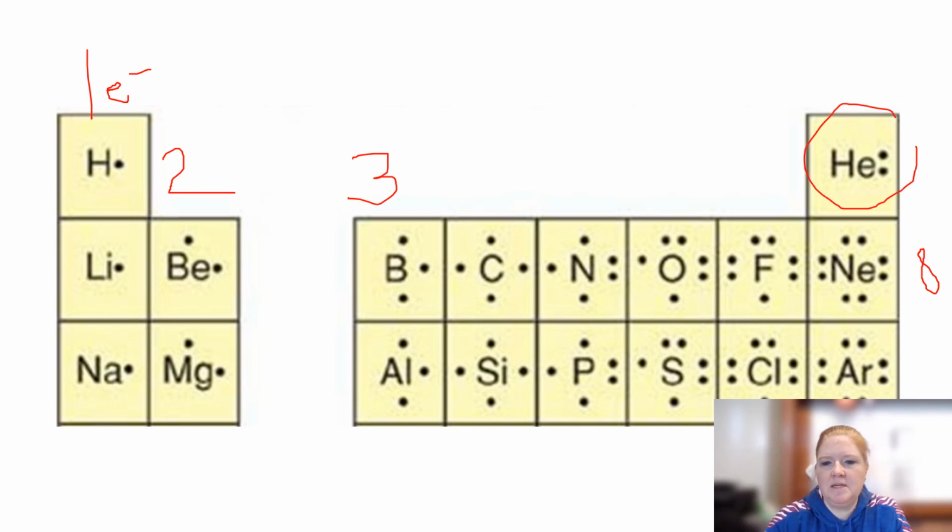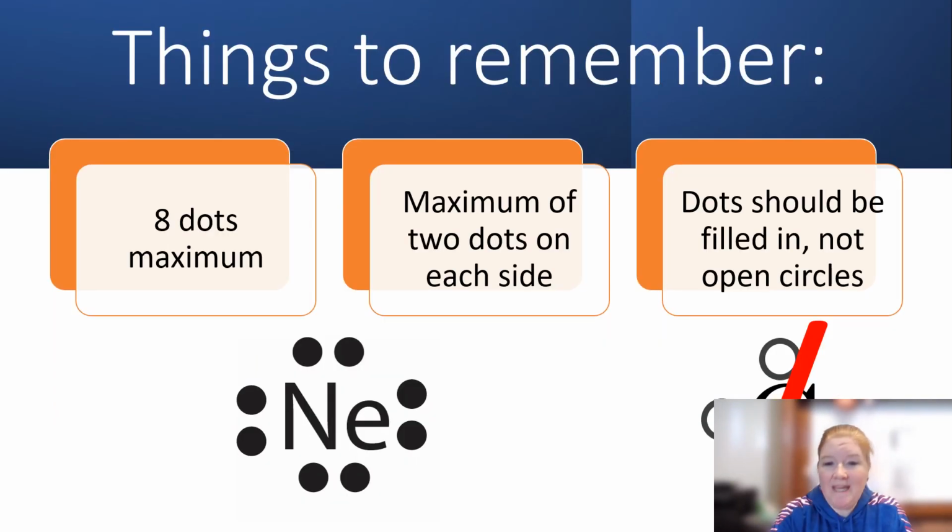Remembering helium is the exception. Its 2 does not look like this. Its 2 looks like this because it's stable. Why? Electrons that are single will bond. Electrons that are paired will not bond. So looking for single electrons, you can find out how many bonds something will form.